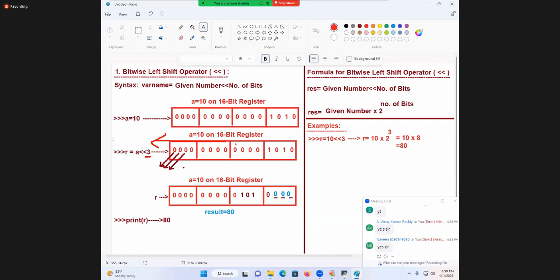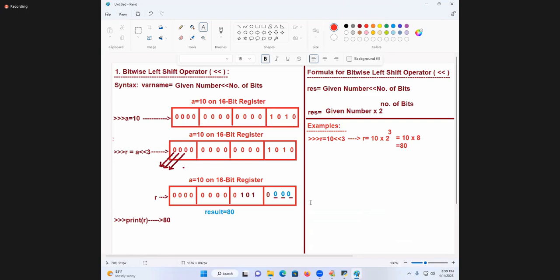When I move the number of bits towards the left side, the right side will become vacant or not. That vacant place we are adding what? Zeros. How many zeros? How many bits I am moving, that many zeros only will be added. This comes under what? Left shift operator.